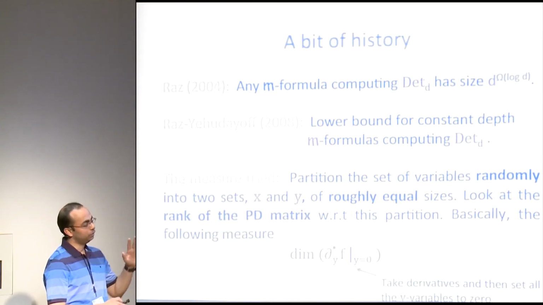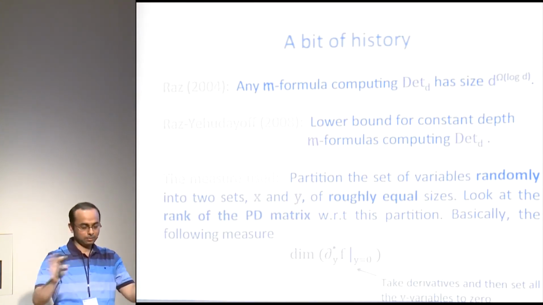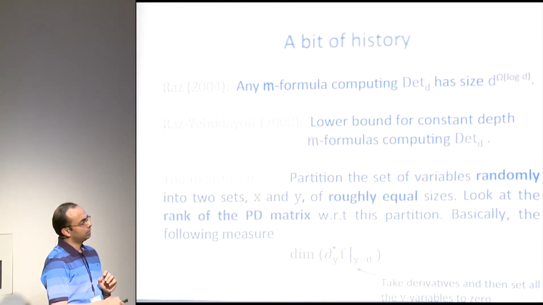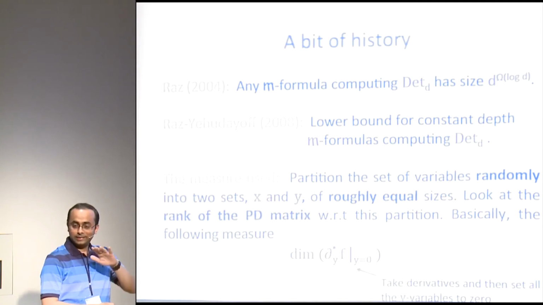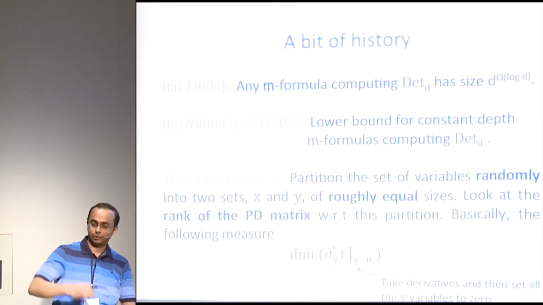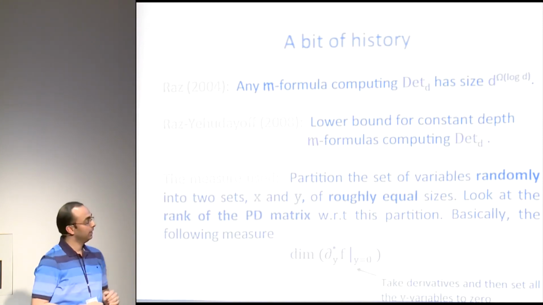You take a random partition of the variables into x and y, then take all possible derivatives with respect to just the y variables. After taking the derivatives, set the y variables to 0 and look at the dimension of the space spanned. This is exactly the rank of the partial derivative matrix with x and y as the partition. That was the starting point in our work.